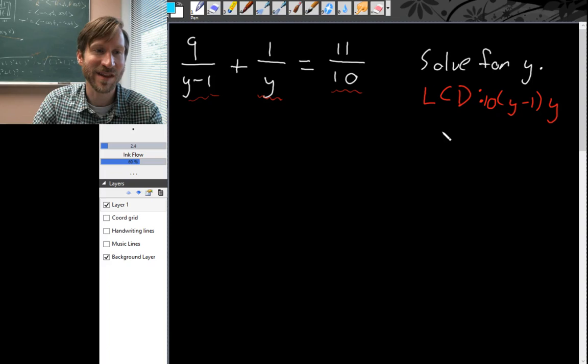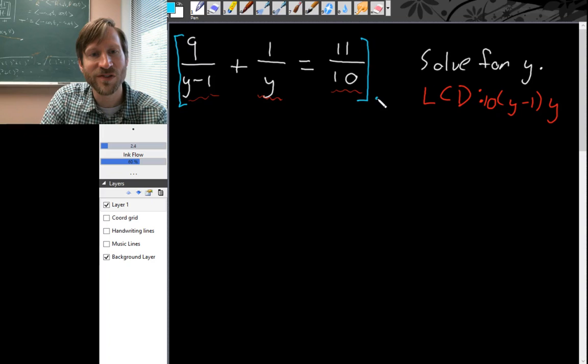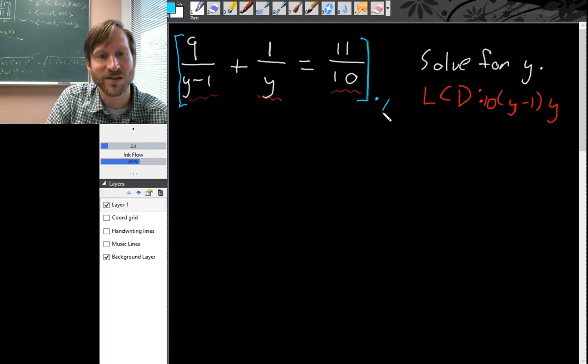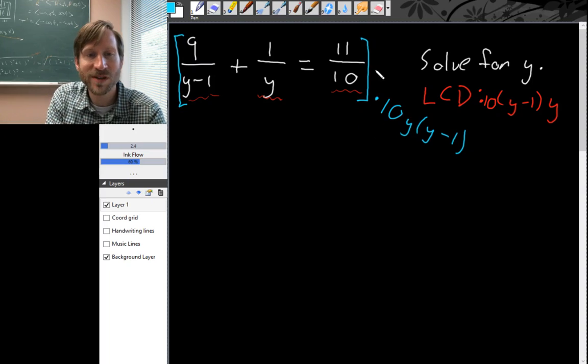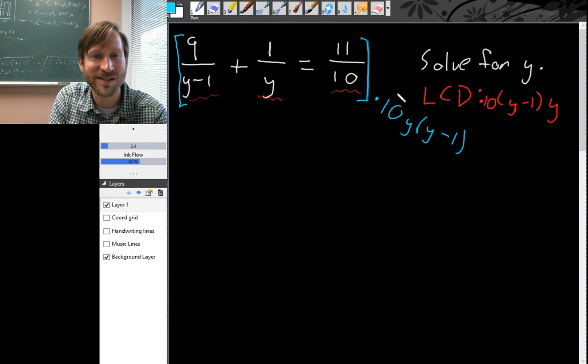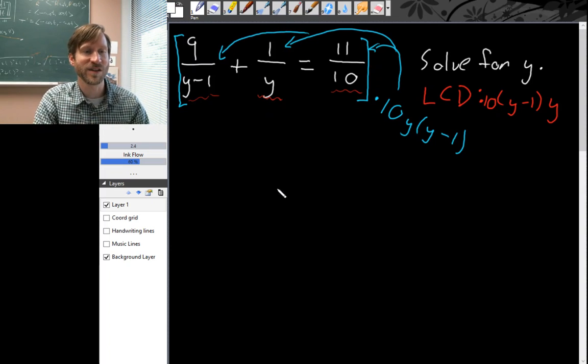Now what do you do with that LCD? We are going to take this entire equation and multiply both sides by the LCD. So multiply both sides by 10 times y minus 1 times y. All right, so let's write out what that is. The important thing to remember with multiplying all of this stuff is that we will have to distribute it to every term on both sides of the equation.